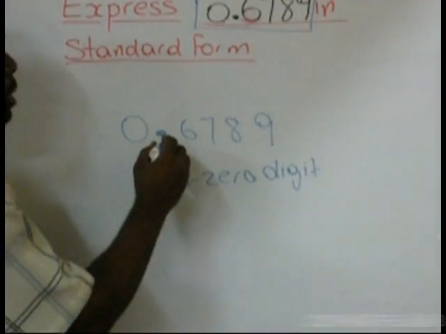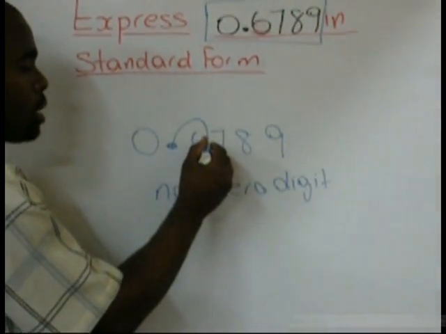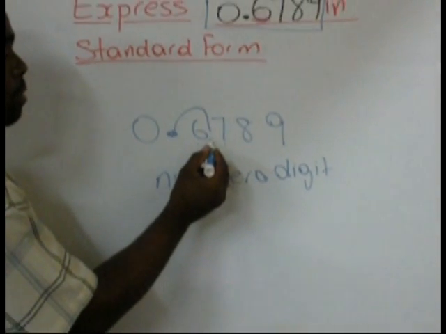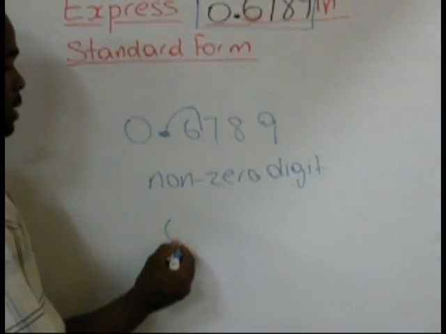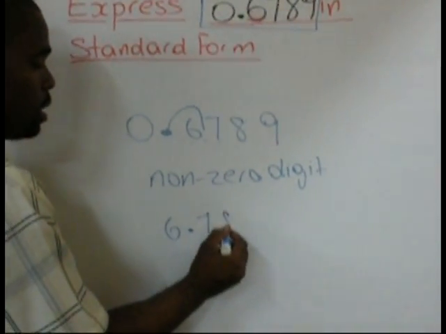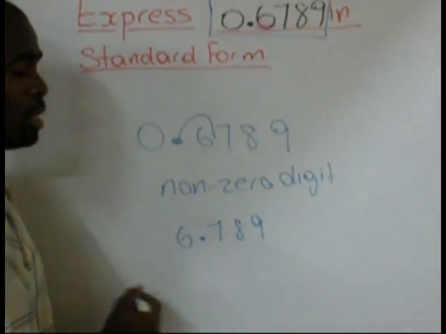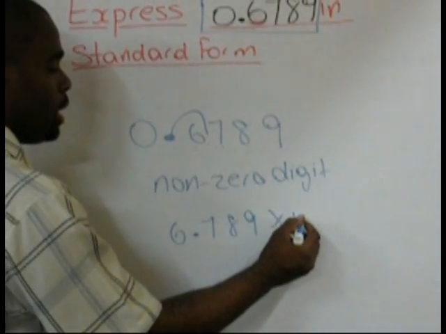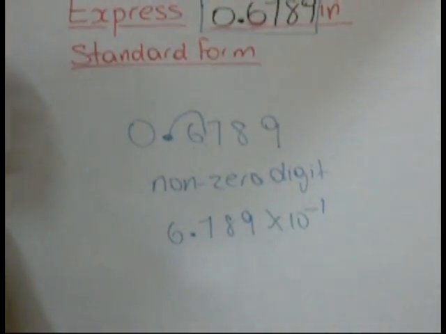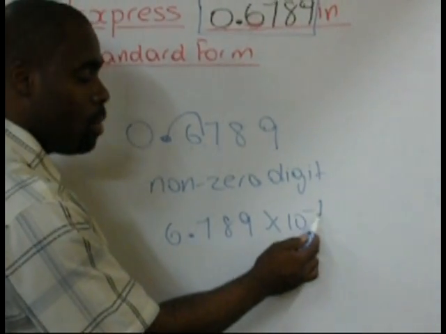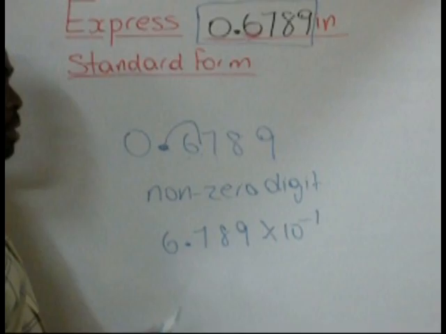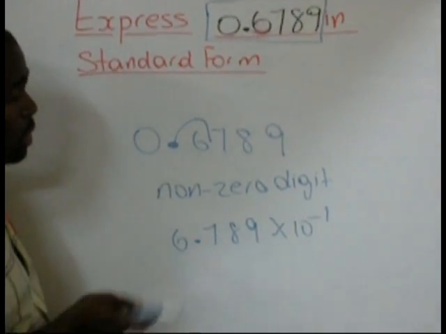Okay, so here we are now. We have to move it 1 place. So therefore, write that: 6.789 times 10 to the negative 1. Now this time we have not used positive, but we have used negative. Now you might be asking why, but let us note the rules first.